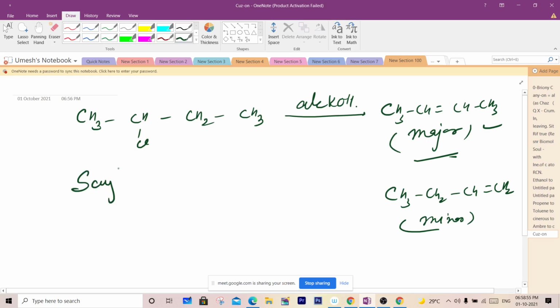Do you know about the Saytzeff rule? Yes or no? Yes. Saytzeff rule. What is the rule statement here?